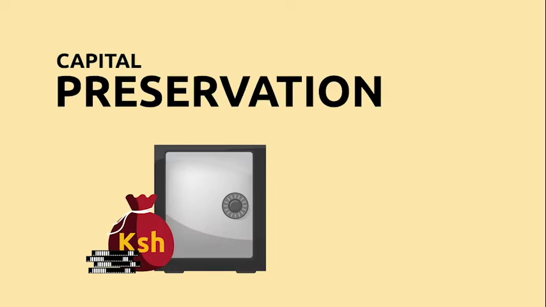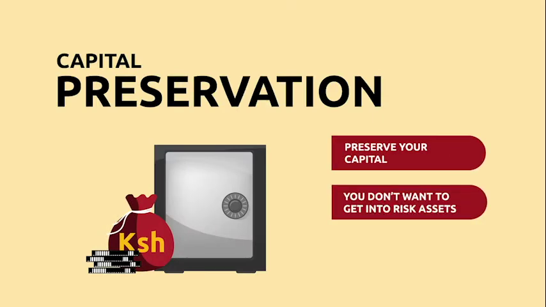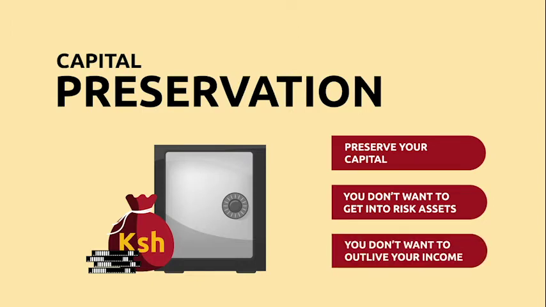For capital preservation, that means you need to preserve your capital. That is, you don't want to get into risk assets and you don't want to outlive your income. So capital preservation is mostly used by people heading towards retirement. Assets invested in capital preservation objective are basically the short-term interest earning assets.